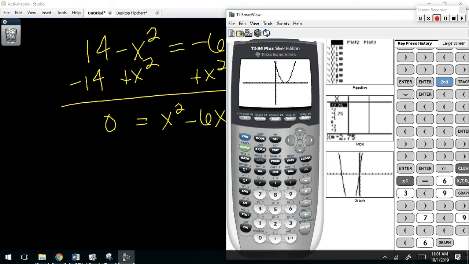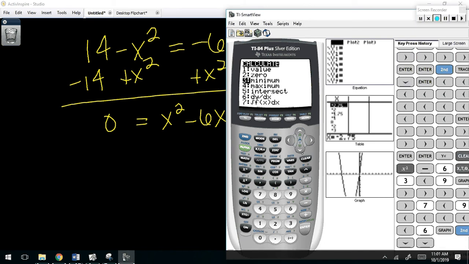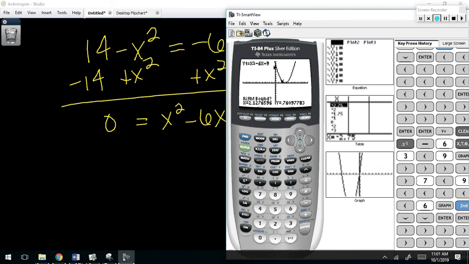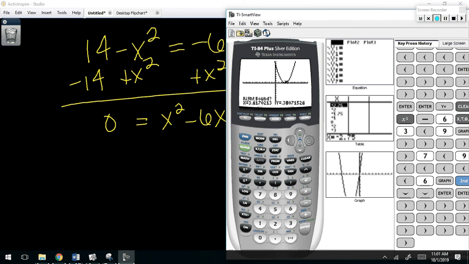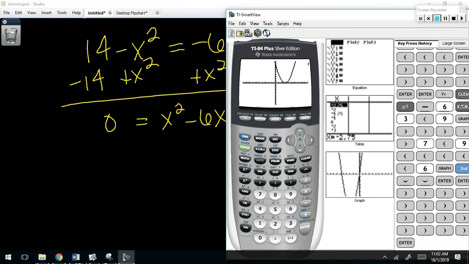Now, some of the newer calculators might do it. I would just find the minimum. And if you do the minimum, you'll know it's a 0 because your y value will be 0. Maybe the newer calculators fixed that and it does it. I don't know. It used to always be an issue.